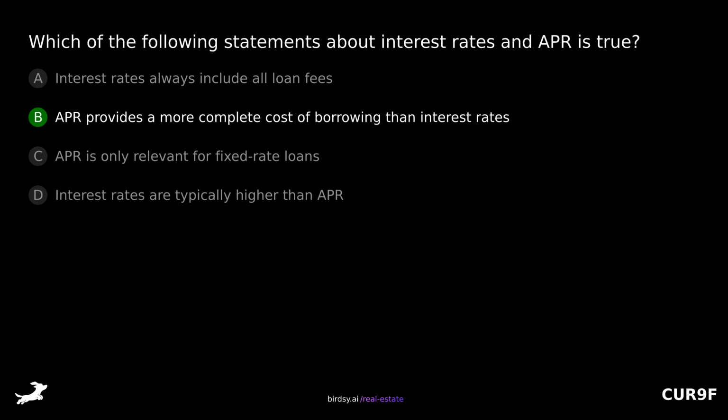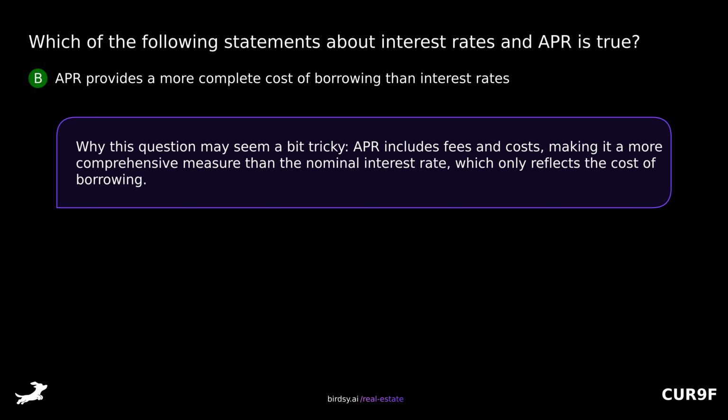APR provides a more complete cost of borrowing than interest rates. Why this question may seem a bit tricky: APR includes fees and costs, making it a more comprehensive measure than the nominal interest rate, which only reflects the cost of borrowing.